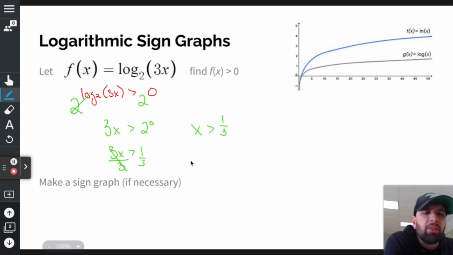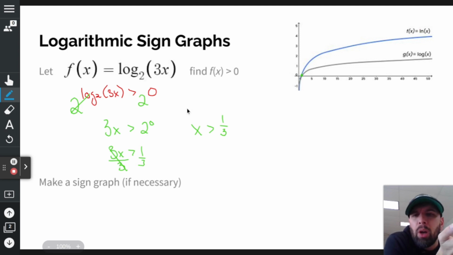Now, with this, I don't have to make a sign graph because I basically just have something friendly like 3x is greater than 1. I will later, but this makes sense to me. Logs look like this guy over there. So it would make sense that if this was log base 2 of 3x, which is very similar to this, it would cross over at around 1/3. Now here's where you have to be careful. I have to include the possibility of negative values from time to time. I care about where 3x is going to be positive.